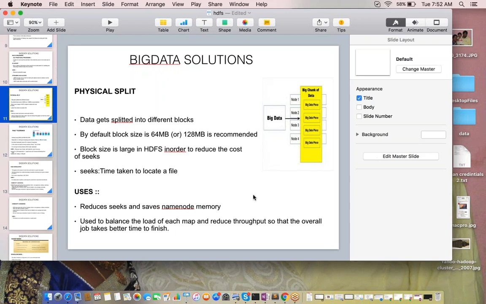If you read this slide, you'll understand more. It is used to balance the load and the map and reduce throughput. If you process 64 MB, you will get more results. If you process 4 KB, you have to wait for all the 4 KBs to finish. In 64 MB, how many 4 KBs are there? For 1 MB, 1024 KBs, and like that for 64 MB. I hope I'm clear on this.